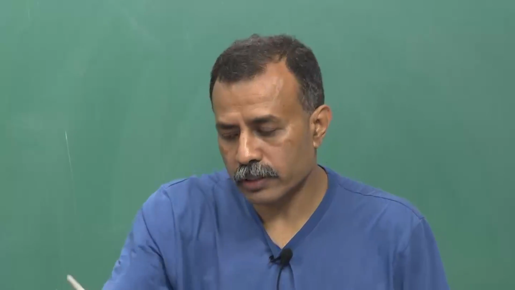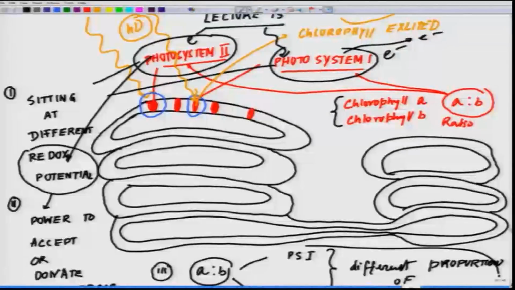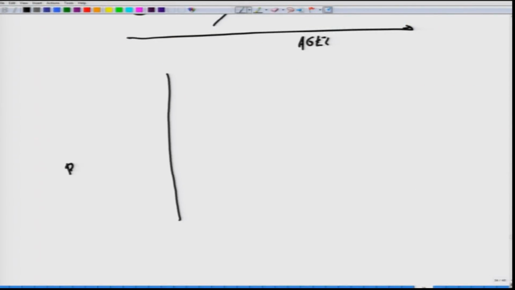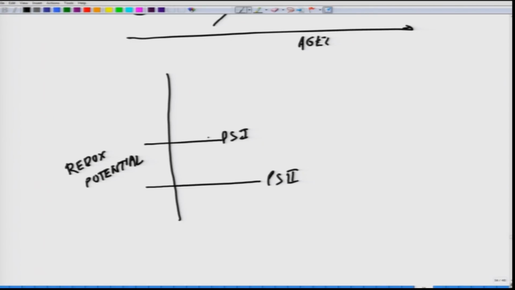So, if I had to put a scale out there, say a scale of redox potential. For example, an electron coming from photosystem 1 and an electron coming from photosystem 2 may be sitting at different redox potentials. So the electron ejected from here will be coming out from a different redox potential. This is one concept which I wanted to highlight at this stage before I proceed further.